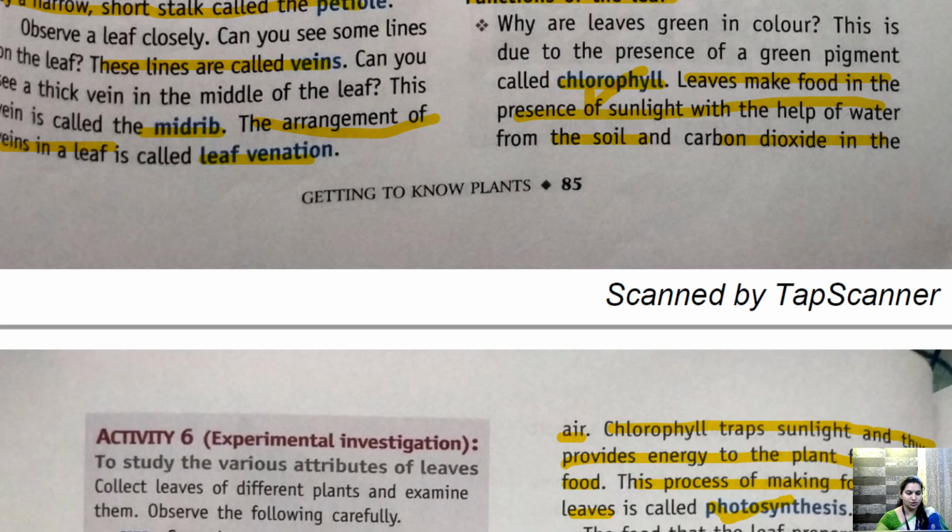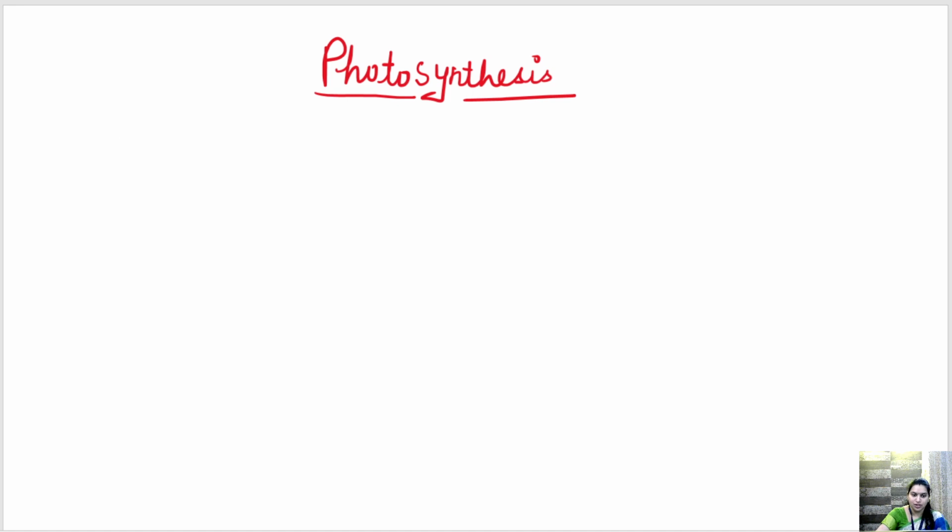So let me explain it to you here. Just a second, I'll explain to you. So what are we talking about here? We are talking about photosynthesis. So what is photosynthesis? We have already read in the previous classes that photosynthesis is a process through which a plant prepares or makes its food, isn't it? By photosynthesis, what does the plant do? It makes the food. Alright.